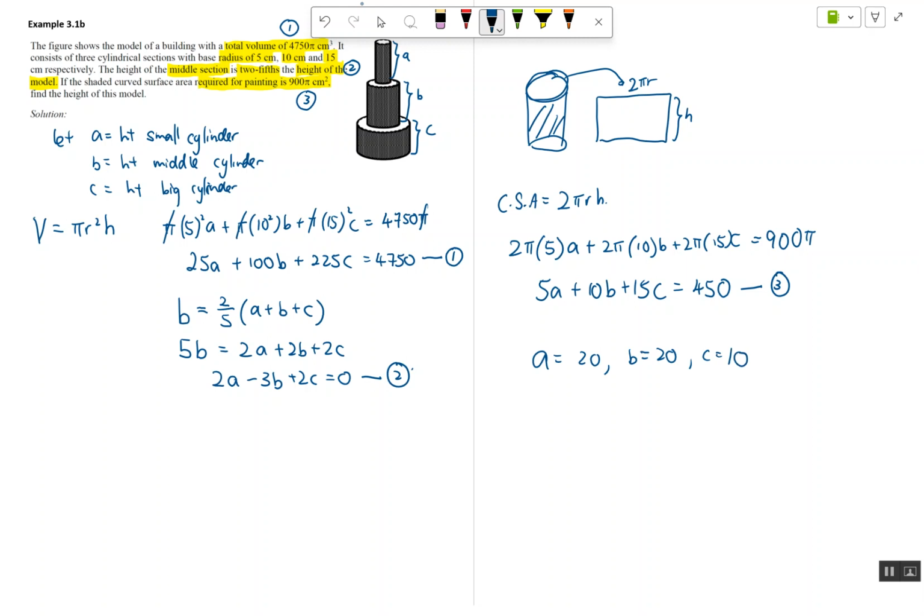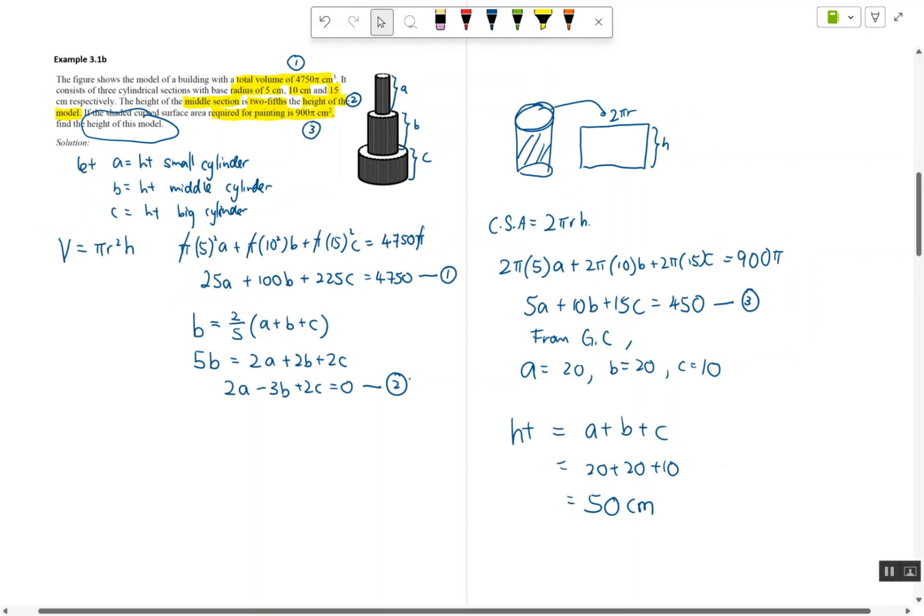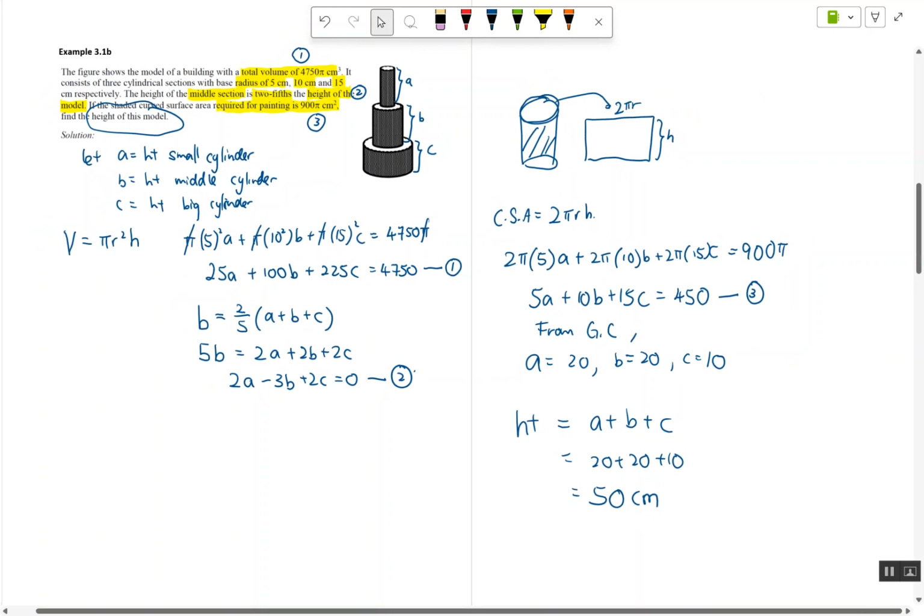Read back the question. They want the height of the whole model, so the height is A plus B plus C. Remember to write "from GC" over here, and that will give you 20 plus 20 plus 10, and that will be 50 cm, and that is usually how you solve a word problem for a system of linear equations.